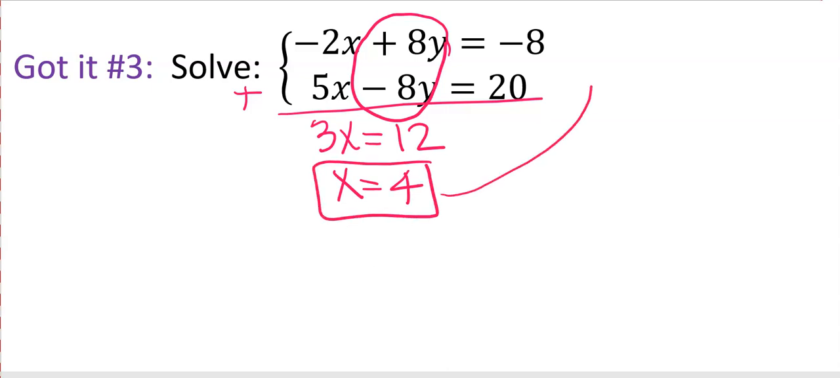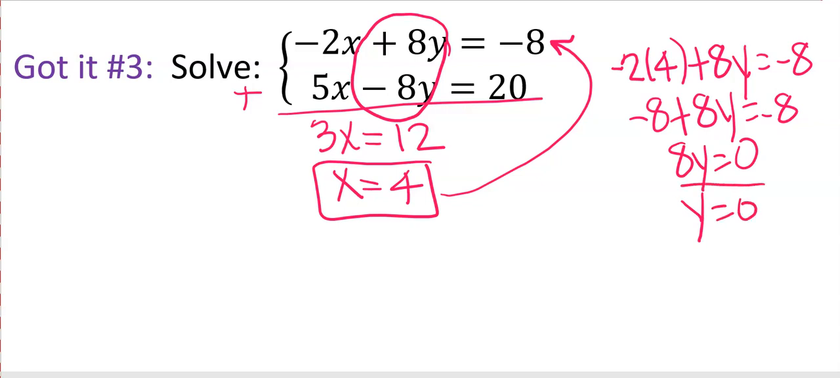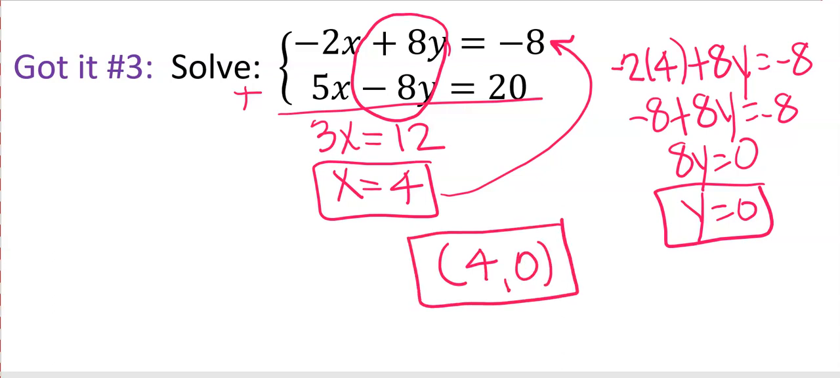And then I substitute it back into either equation. Negative 2 times 4 plus 8y equals negative 8. I'm going to add 8, and y equals 0. So 4, 0. X goes first, y goes second. And then you could check it. If I plug in a 4, I get negative 8 plus 0 equals negative 8. So that does work. And I substituted in, and I didn't even write anything down.